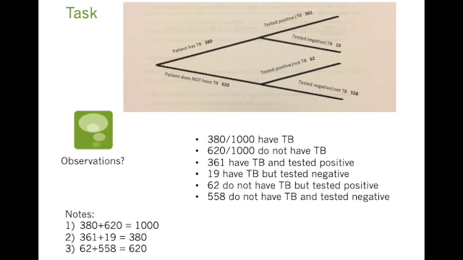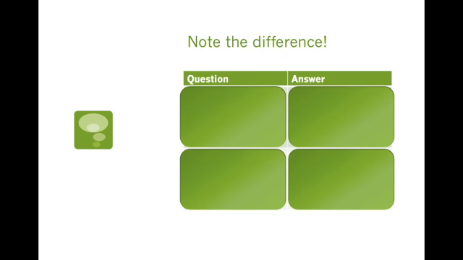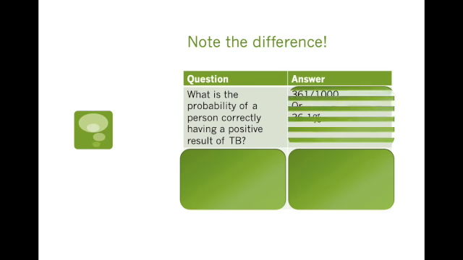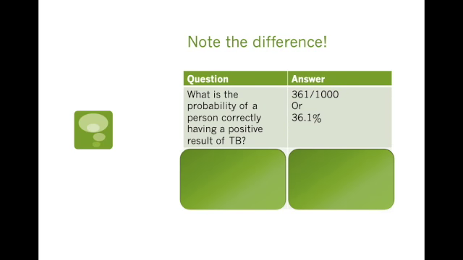Now, we need to go into some more detail about wording. If I gave you a question that read, what is the probability of a person correctly having a positive result of TB? I would know that my sample size was the full 1,000. Therefore, my answer would be 361 divided by 1,000, or 36.1%.